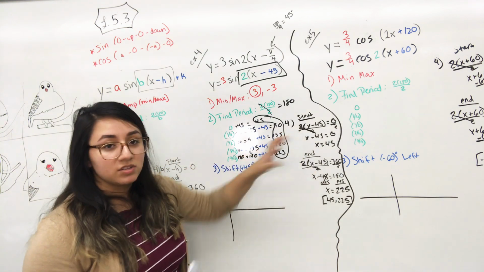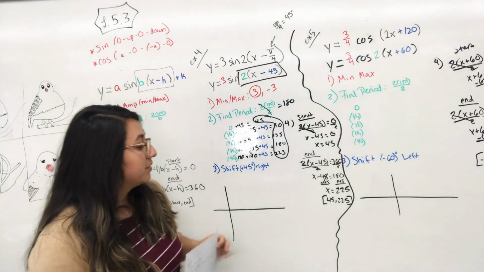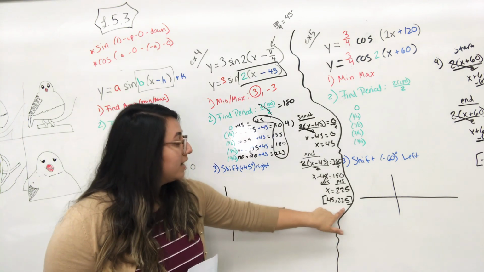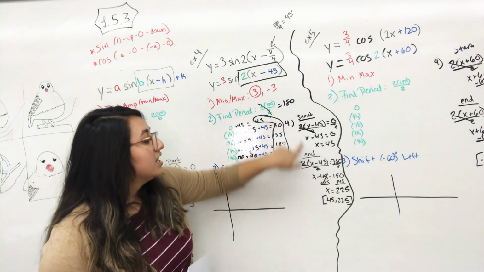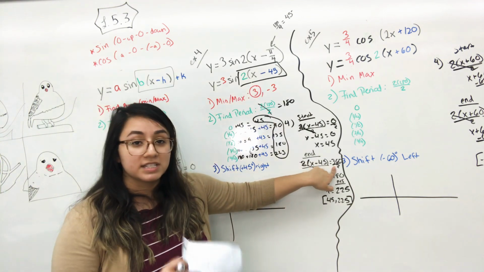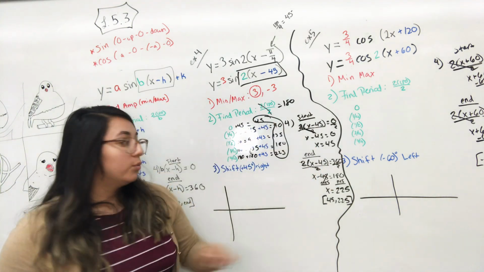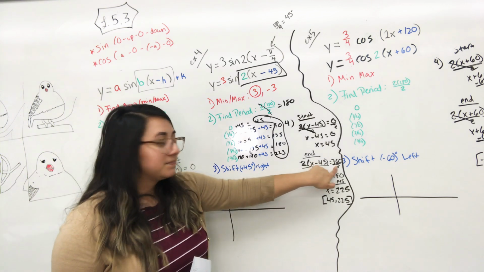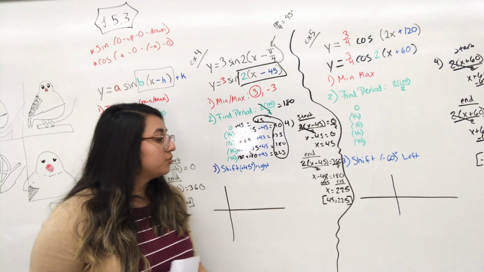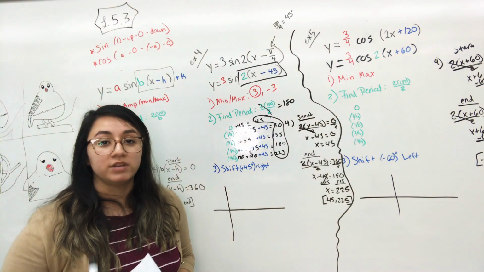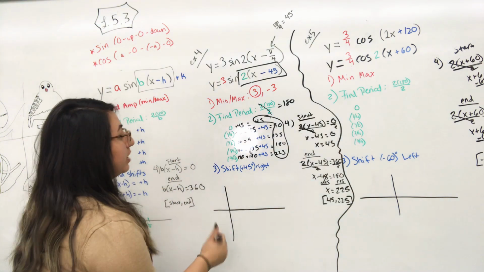My ending point, so that means my whole shift is going to go from 45 to 225. And how I found that, again, same one, 2 times x minus 45. You're going to set it equal to 360 because that's the end of your whole period wave. So divide by 2, 180. Then add 45, I get 225, and that's my ending point for my whole wave. Now, we can go ahead and start graphing.